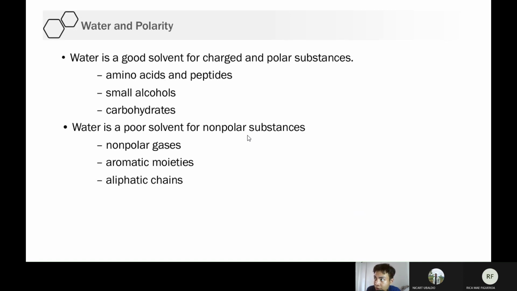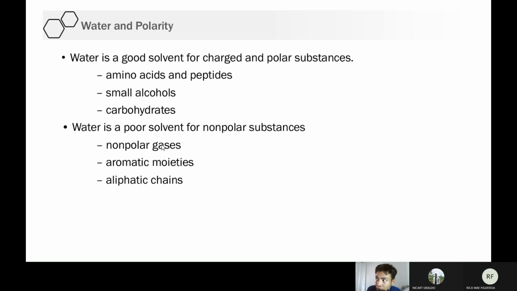Kaya poor solvent siya for non-polar solvents such as non-polar gases, aromatic moieties, no? When you say moieties, yung mga aromatic structure, yung mga may benzene ring. Okay? And then aliphatic chain or mga hydrocarbons. So these are all non-polar molecules, so they don't dissolve very well in water. However, these molecules are polar and some of them can form hydrogen bonds such as alcohol and carbohydrates. So they are dissolved very well in water.